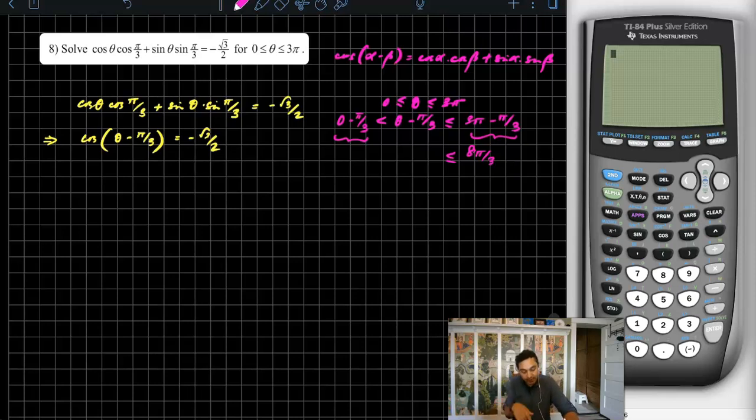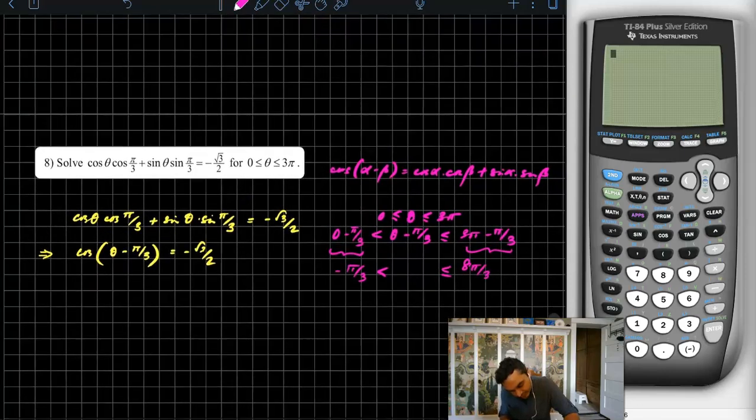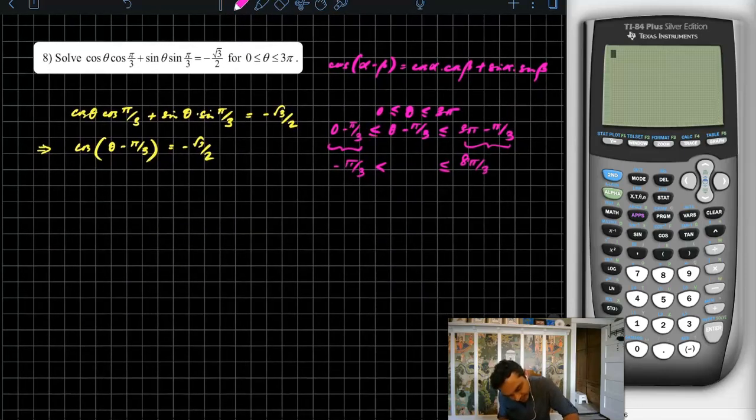So beyond 1.5 rotations. So here I need to go from negative pi over 3 all the way, and it is including, so theta minus pi over 3, from negative pi over 3, so like negative 60 degrees, to 8 pi over 3, which is one complete rotation, that's 6 pi over 3. Another 60 and another 60. So 360 plus another 120.